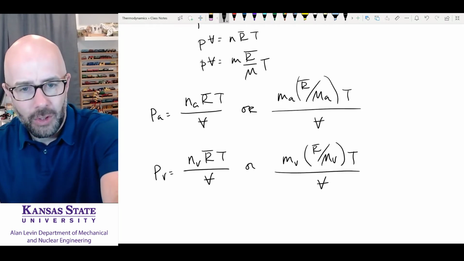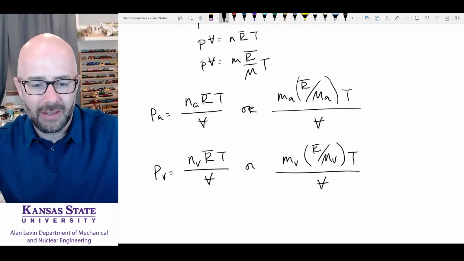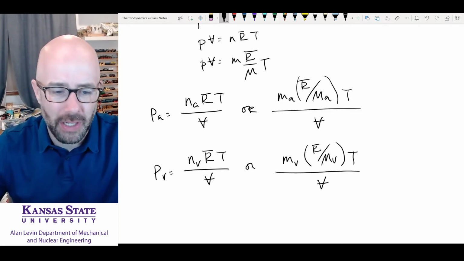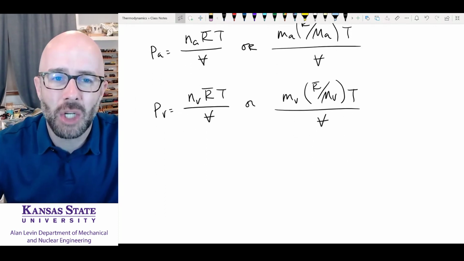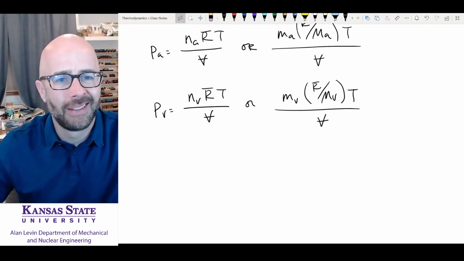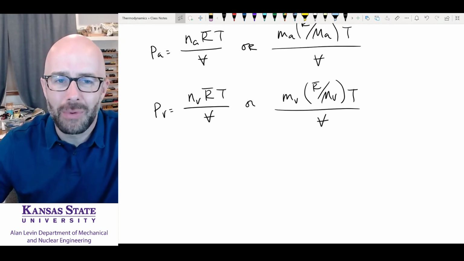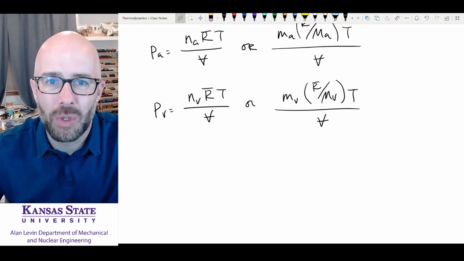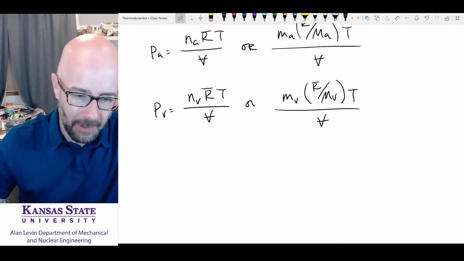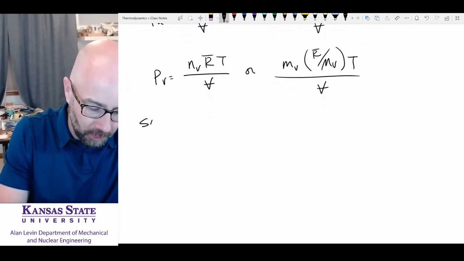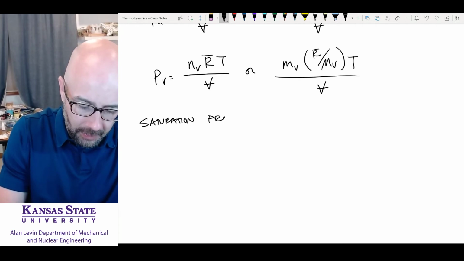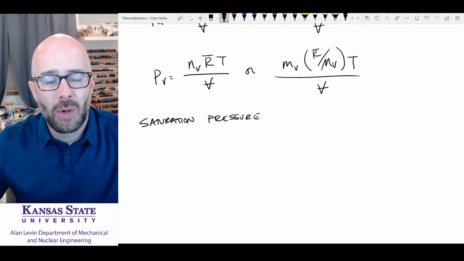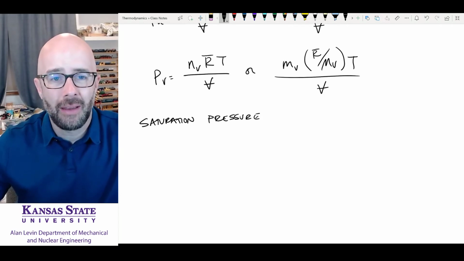Okay, so let's understand some other words we're going to use. We're going to talk about something called saturation pressure of water vapor. You know what that is from before. We've talked about saturation pressure of water vapor, we're just going to do it in a little bit different way here. Saturation pressure is what we looked up in tables A1, A2, and A3.